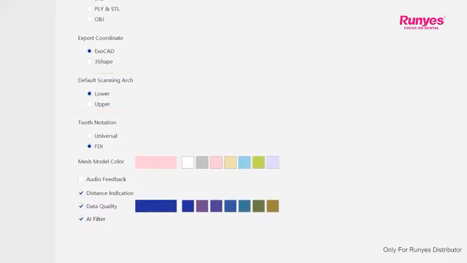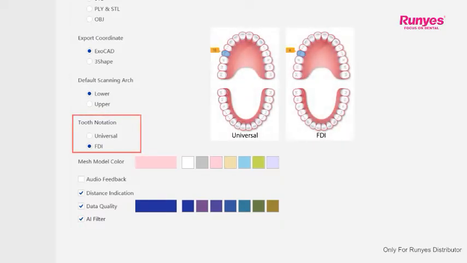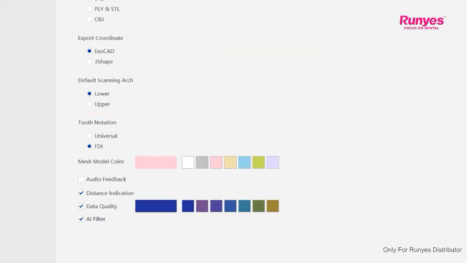Select the default scanning order. Users can choose to scan the upper or lower jaw first, according to the user's favorite. Tooth notation. Users can choose universal or FDI. Model color function. This is a new feature. Users can choose the color in non-true color mode, according to their favorite.